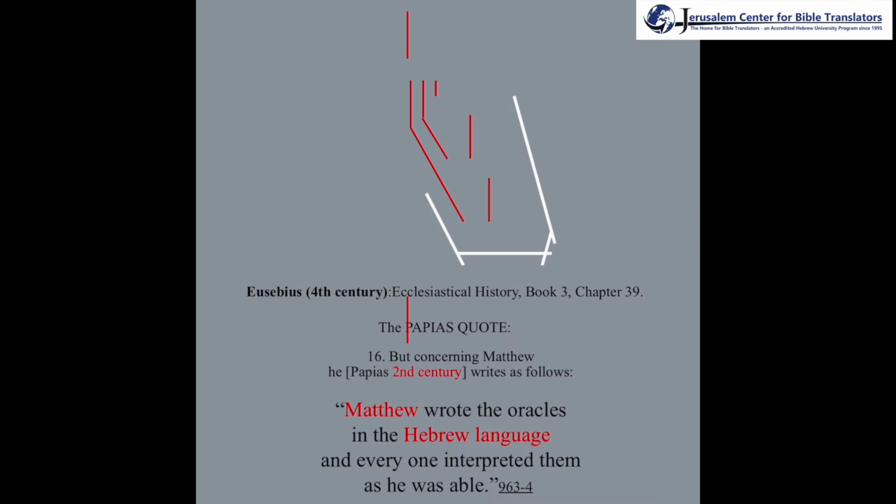Now, there's actually historical backing for this statement. Eusebius, in the 4th century, the father of church history, Ecclesiastical History was the name of his book, Book 3, Chapter 39, he quotes Papias, who lived in the 2nd century. And here's what he says about Papias. He says that Papias said, concerning Matthew, he writes as follows. Papias said, Matthew wrote the oracles in the Hebrew language, and everyone interpreted them as he was able.